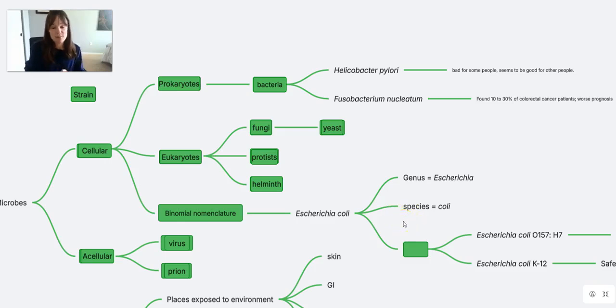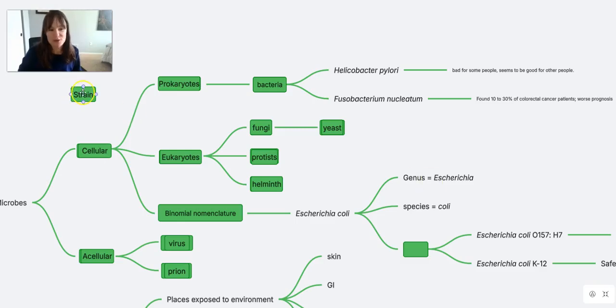It's important to remember genus and species because not only does it tell us the name of the microbe in a way that anyone around the world could understand. If you were to say Escherichia coli, they would know what you were talking about, but it also tells us information about the relationship of that microbe to other living organisms. So genus, then species, and notice that the name is italicized and that the only letter that's capitalized is the first letter of the genus name.